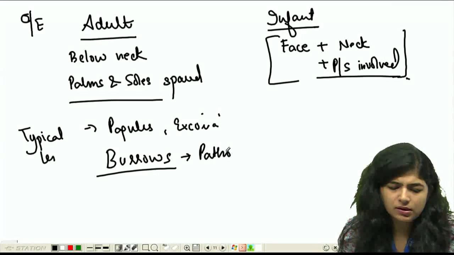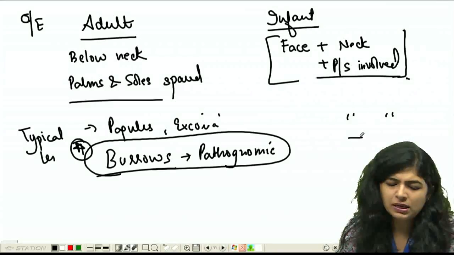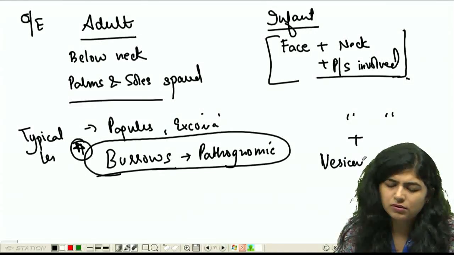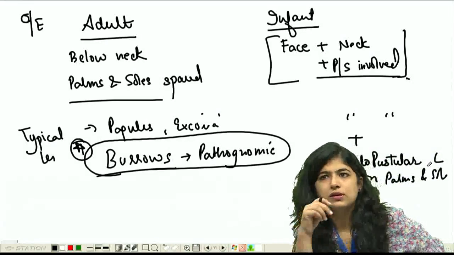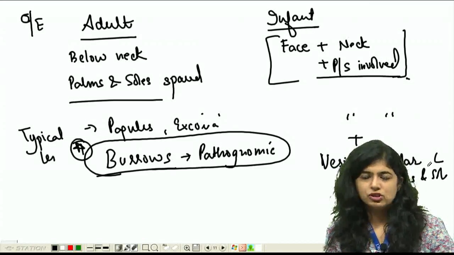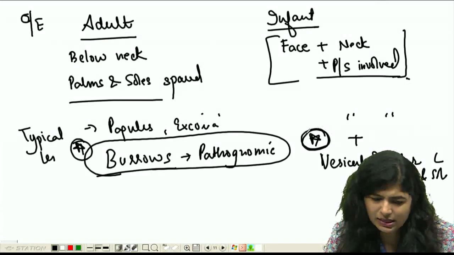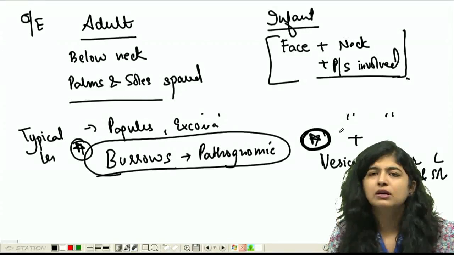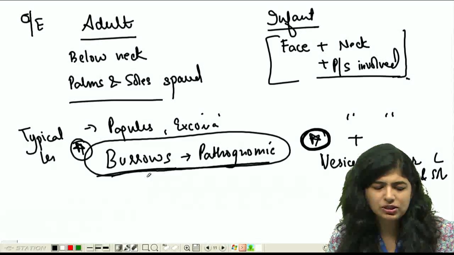But the most pathognomonic lesion is a burrow. This will tell you the diagnosis. This is the most pathognomonic lesion. Present in the infants also, same things. Plus, they have these vesiculopustular lesions on the palms and soles. Clear? So the baby has vesiculopustular lesions on the palms and soles. This is how you differentiate between infantile and adult scabies. So the question, generally the infantile scabies will have this particular written in it, vesiculopustular lesions on palms and soles. And the most pathognomonic lesion is a burrow.